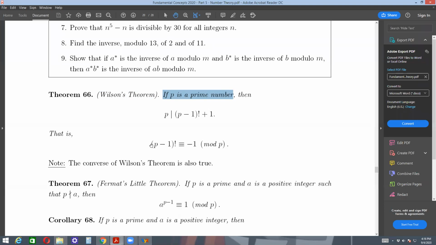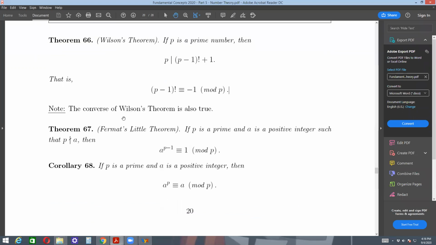This holds for every prime number. And also the converse is true, meaning that if any number P satisfies this congruence, it must be prime. There's no composite number P satisfying this. Wilson's theorem is kind of complicated to apply unless you have factorial somewhere in the question. So if you see a factorial with a number theory question, you could look out for Wilson's theorem.